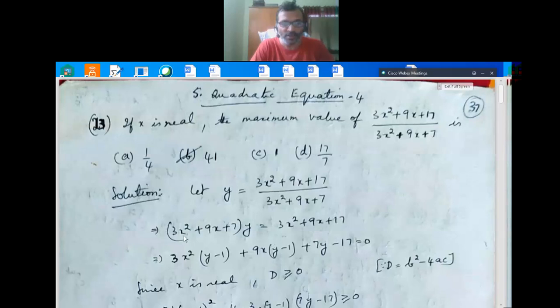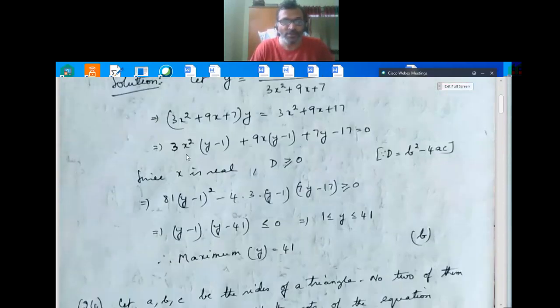So now 3x² is there here, 3x² is there, so we can take the common term and write it as 3x²(y − 1). 9x is there, 9x is there, 9x(y − 1), and the remaining term 7y − 17 equals 0. Now this is a quadratic equation in x, of the form ax² + bx + c = 0. So a is 3(y − 1), b is 9(y − 1), constant c equals 7y − 17.